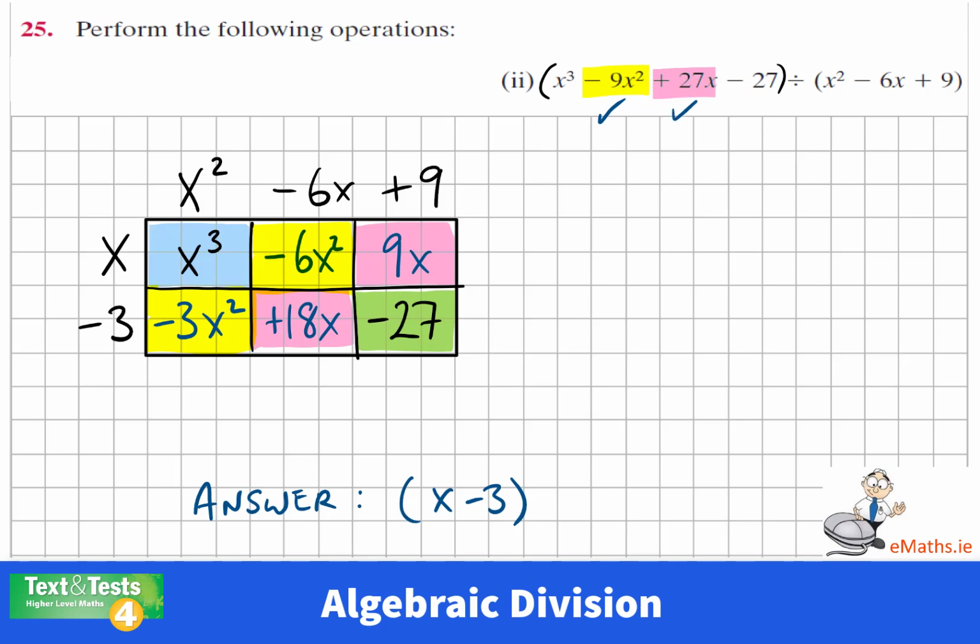Now, I didn't have to do that last part. The answer was x minus 3. So you could have stopped at that stage.